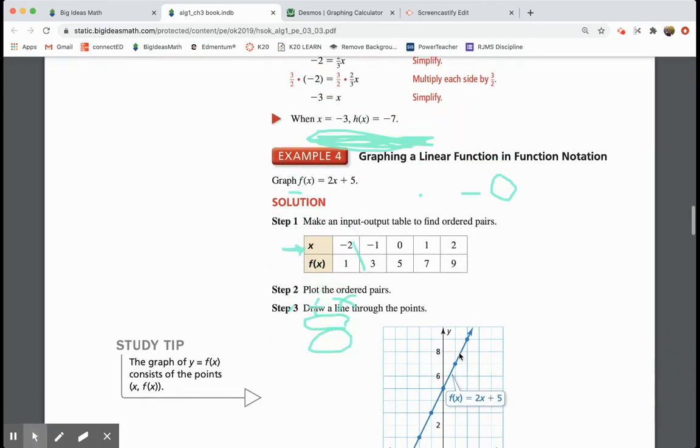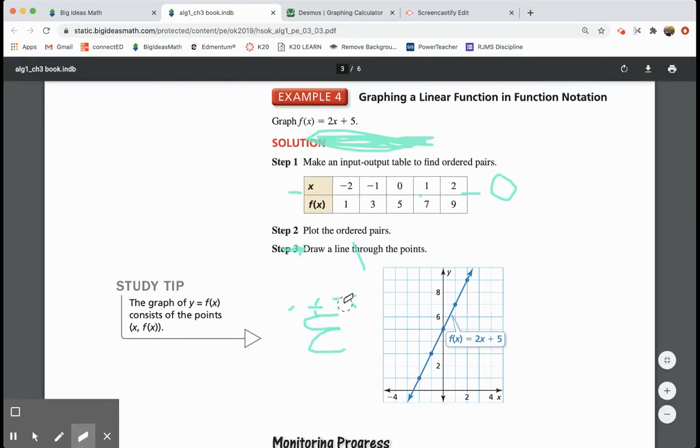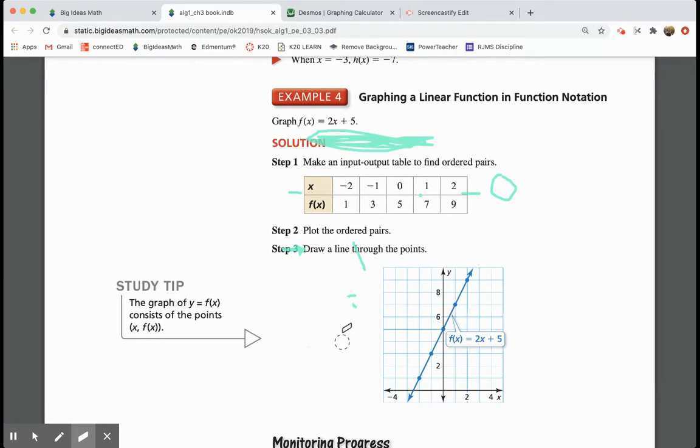Now let's look at example 4. Let me erase this stuff. Okay, so now we're going to look at graphing these linear functions. Now, they are linear. That already tells us it will make a straight line. So if we go to graph this and we don't get a straight line, we know we messed up somewhere. Okay, so on this one, graph f of x equals 2x plus 5. Same thing as y equals.